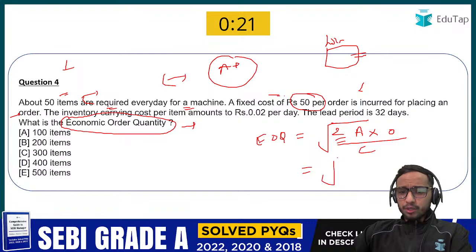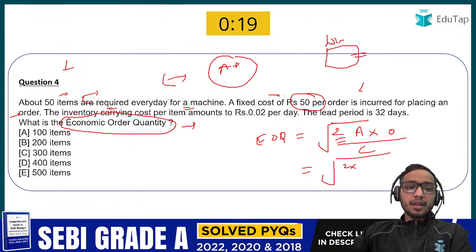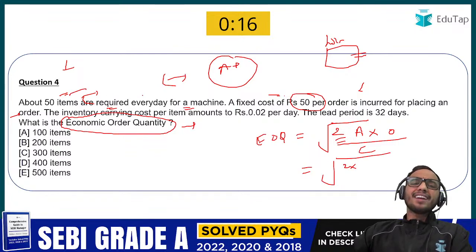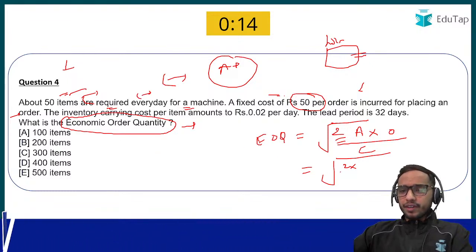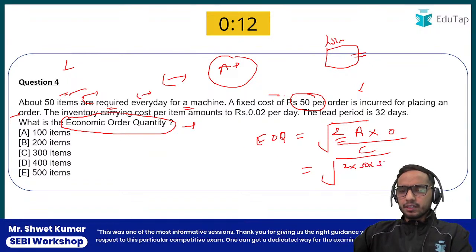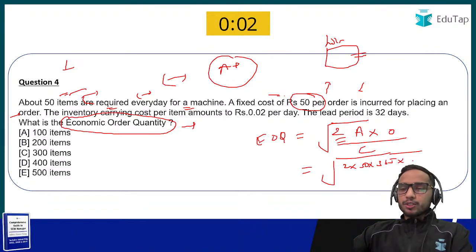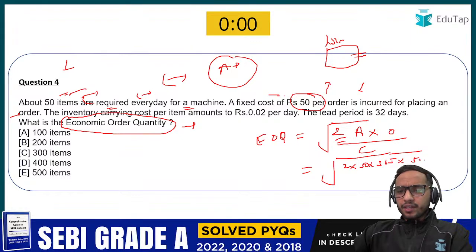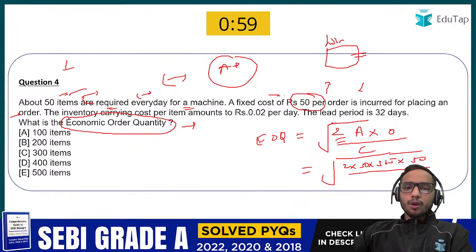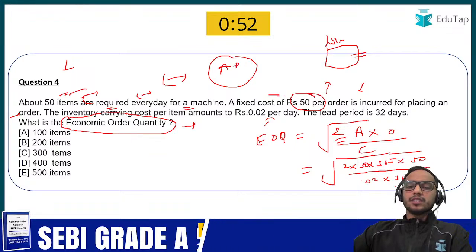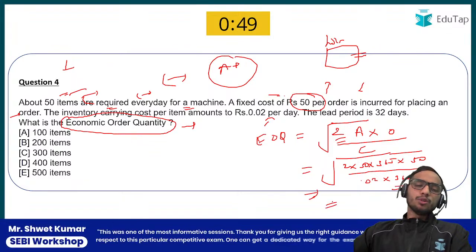So what you need to do: square root, what is your annual demand? 50 items are required every day for a machine, so 50 into 365, very easy. Ordering cost is 50 per order, and your carrying cost is 0.02 per day. So for 365 days, you have to multiply it with 365, and you are going to solve it, and you will have your answer.